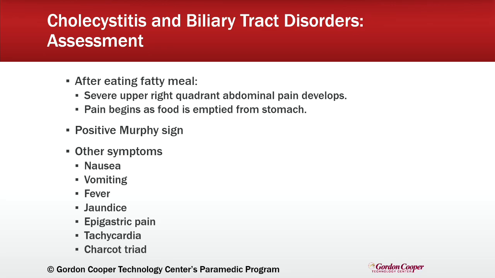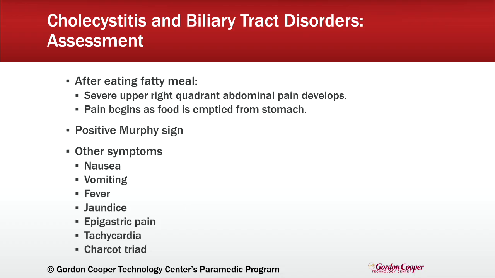The classic pattern for this, it usually starts 2 to 3 hours after eating a fatty meal with severe pain in the right upper quadrant. It may actually radiate all the way up into the right shoulder. They may have a positive Murphy sign.